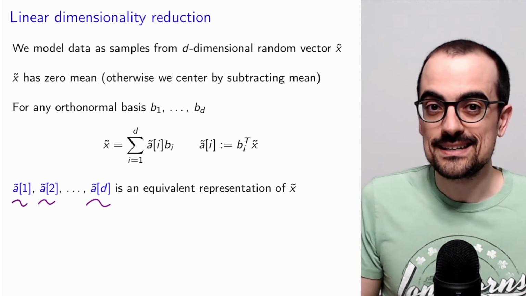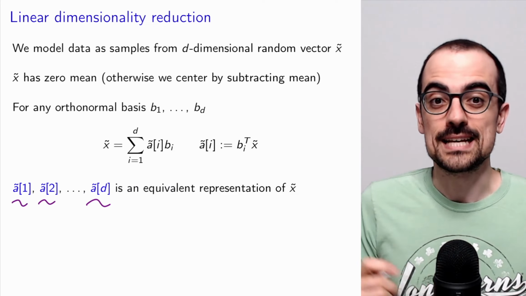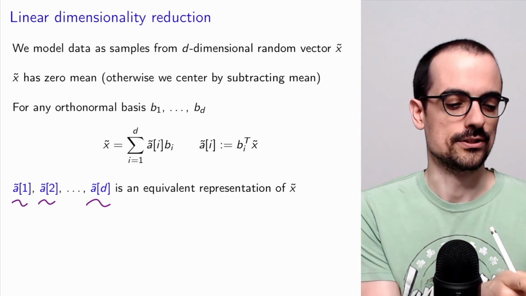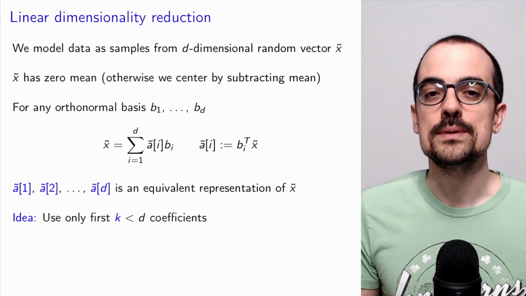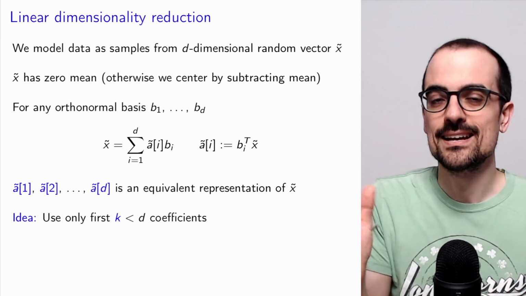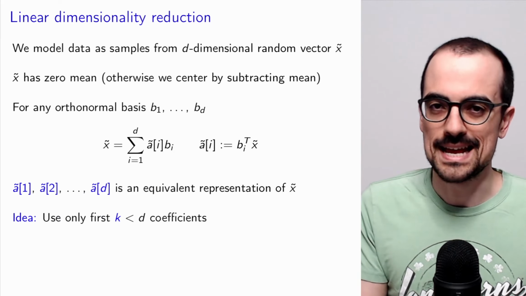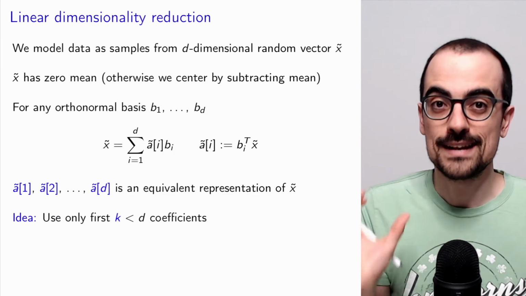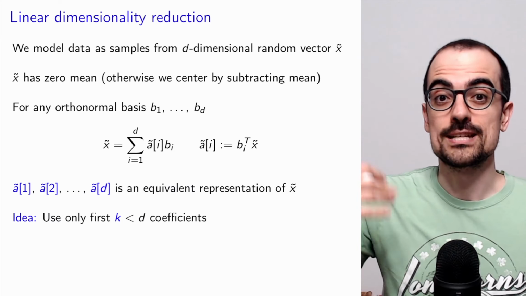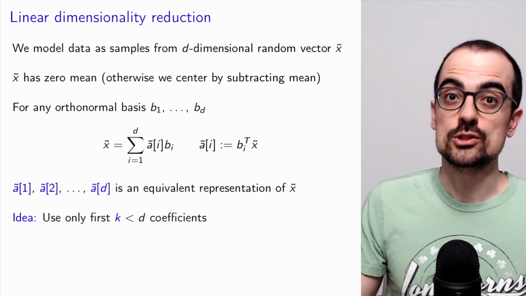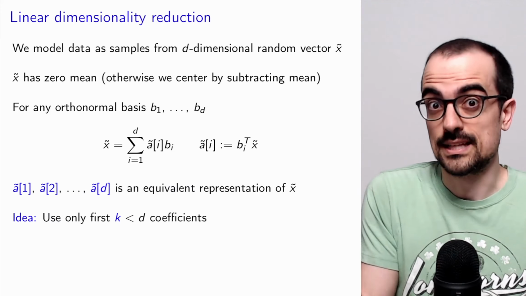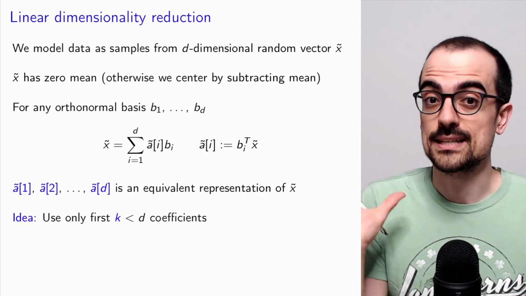An idea suggested by this, however, is that maybe we could just use a subset of these coefficients. So our idea is going to be to use the first k here. The fact that they're the first k is obviously arbitrary, but we're going to use a subset of k coefficients to represent the random vector, and that's going to provide us with a representation of lower dimensionality. The dimensionality of the representation will be just k.